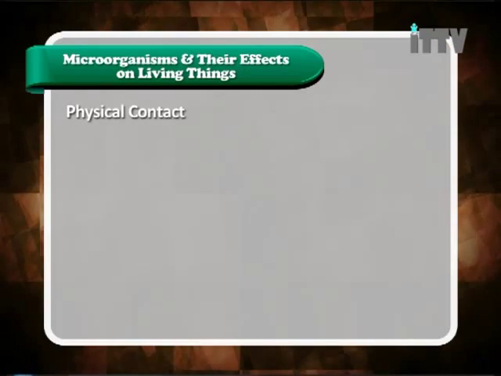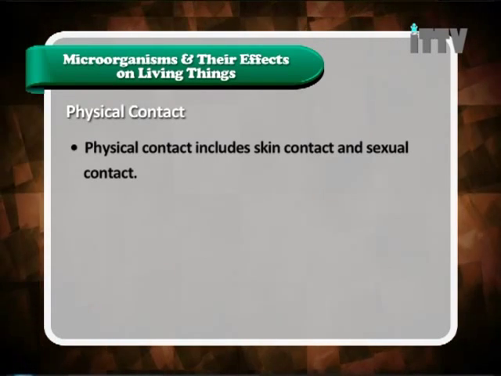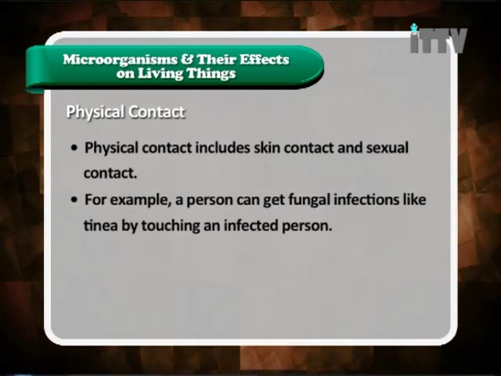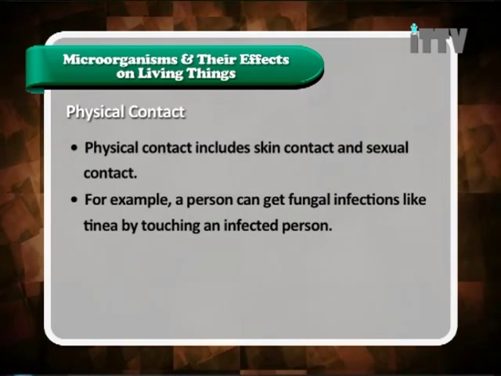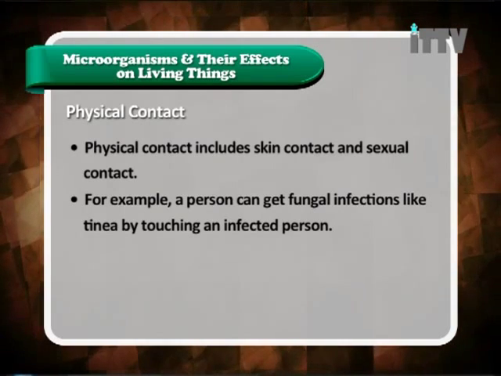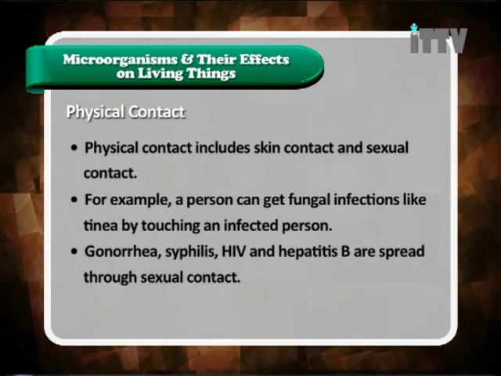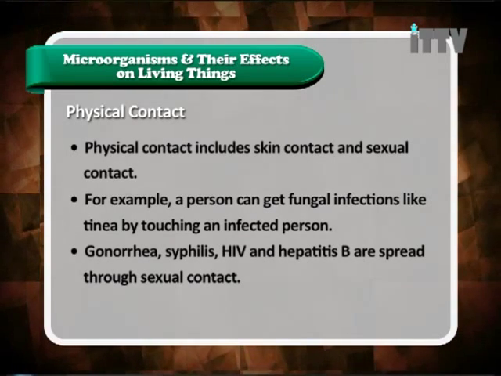Let's look at physical contact. Physical contact includes skin contact and sexual contact. For example, a person can get fungal infections like tinea by touching an infected person. Gonorrhea, syphilis, HIV, and hepatitis B are spread through sexual contact. So we have seen examples of sexual contact diseases.